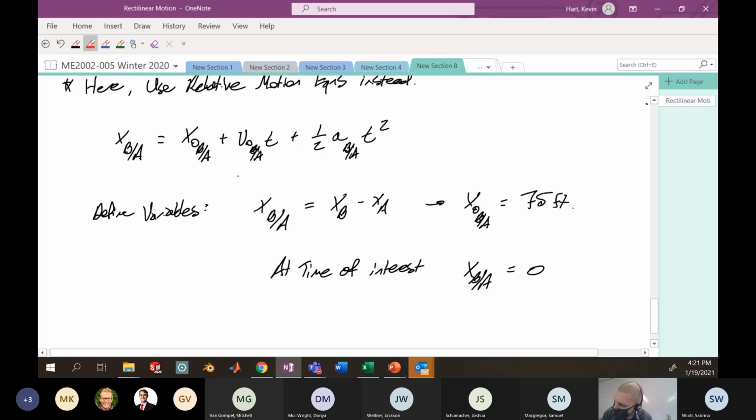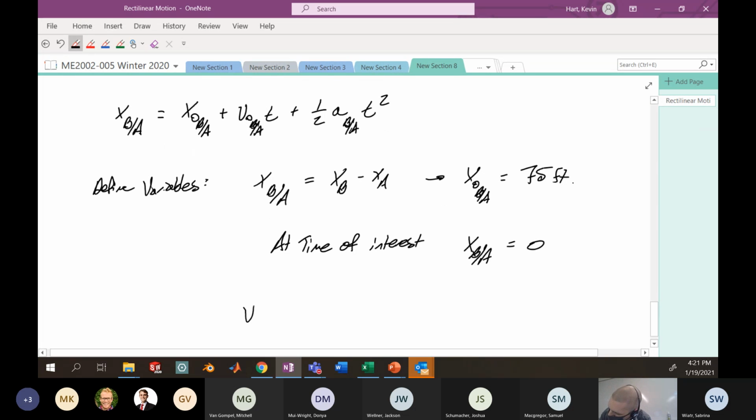All right. Next up, I'm going to look at the velocity term here. So the initial velocity of B relative to A would be the initial velocity of B minus the initial velocity of A.